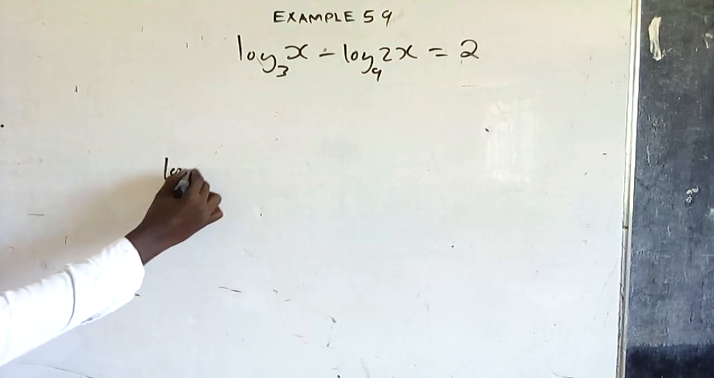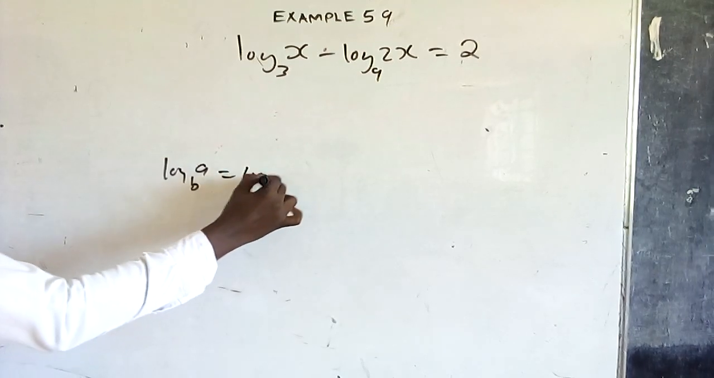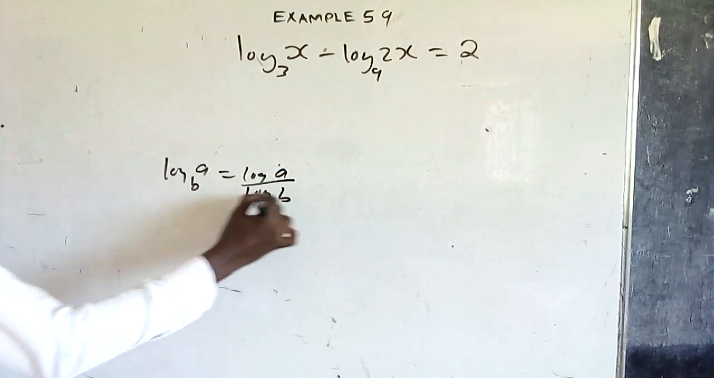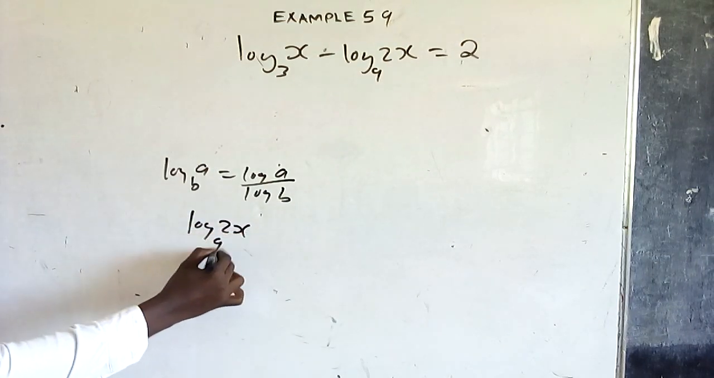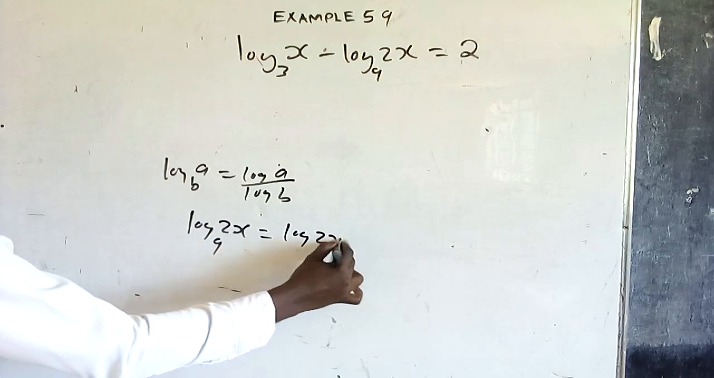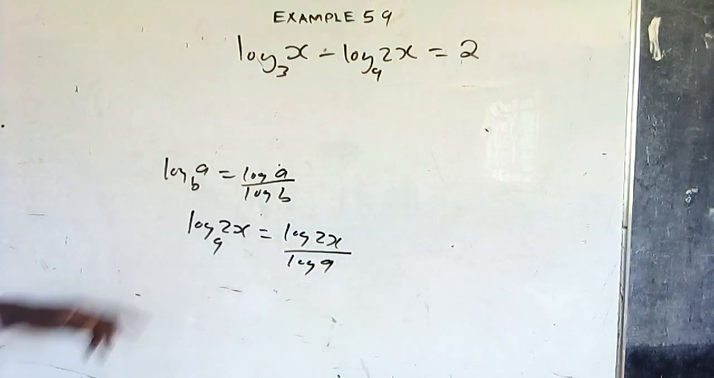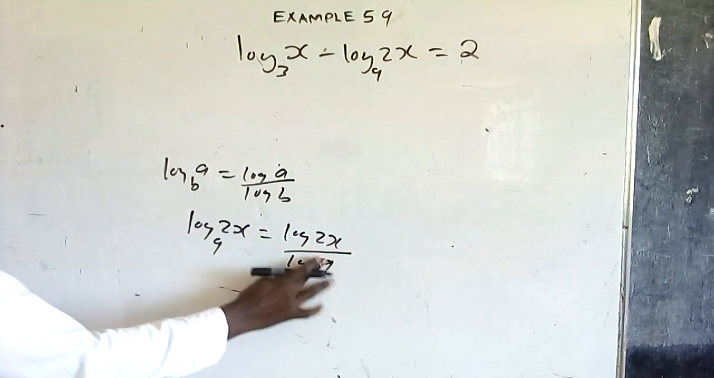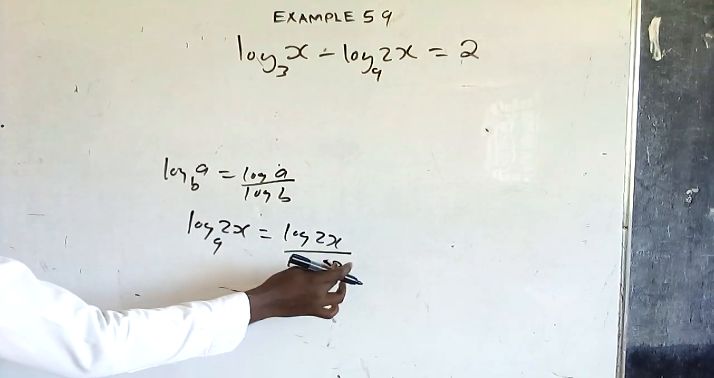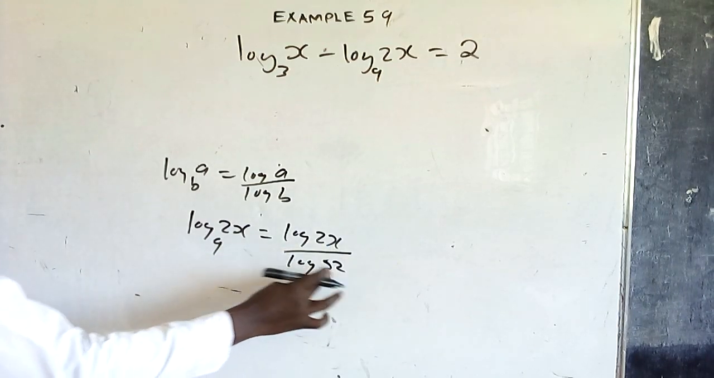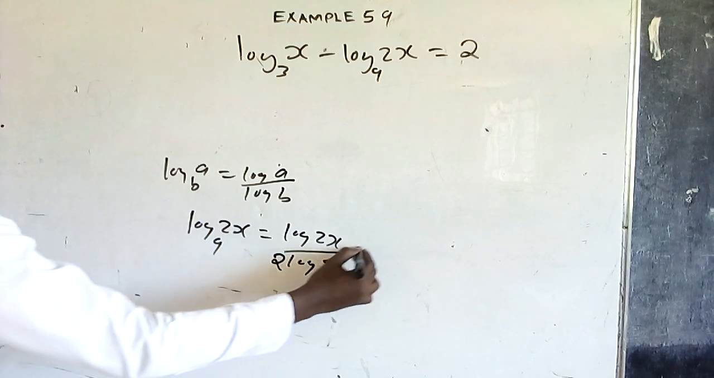If you have log a to base b, that is log a over log b, isn't it? So here, log 2x to base 9 is log 2x over log 9. For you to get to base 3, 9 is the same as 3 squared, isn't it? So this square power becomes the coefficient.